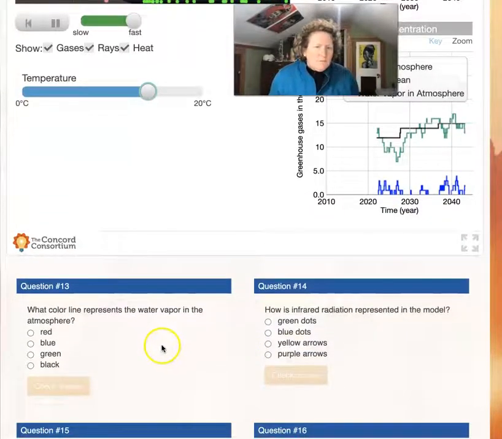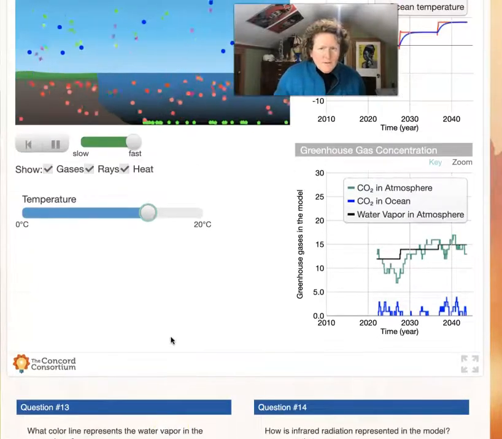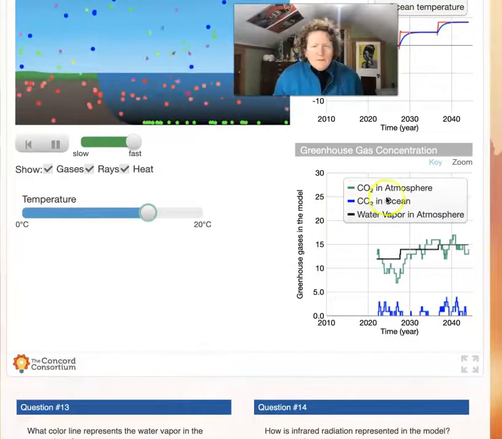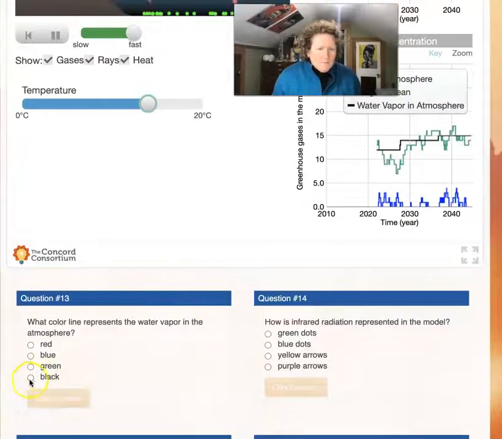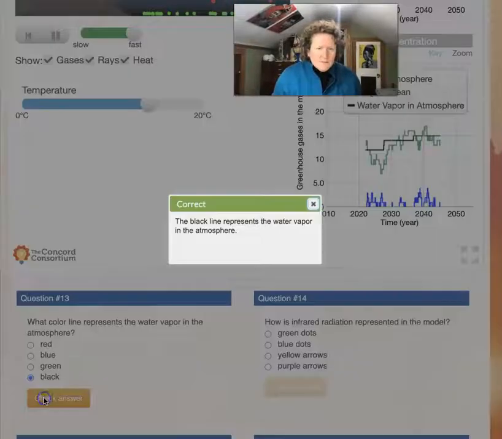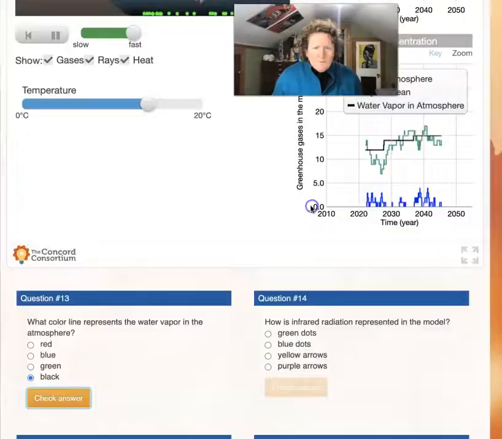What color line represents the water vapor in the atmosphere? Well, let's look at the key here. It looks like black represents the water vapor. Let's check our answer. Ooh, we got it right.